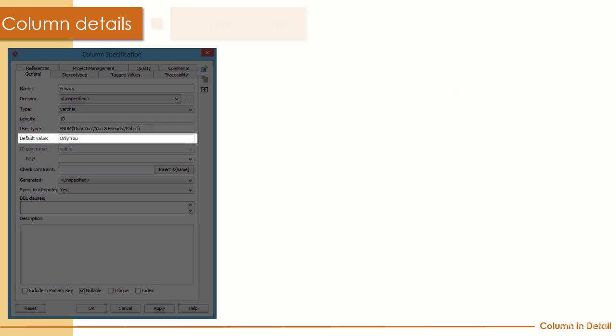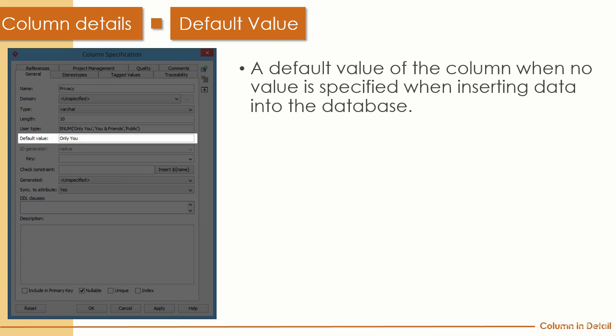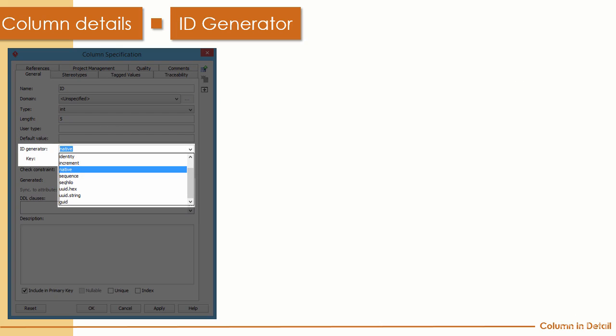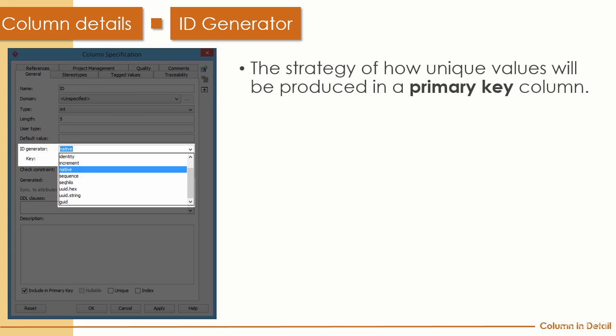Under the user type, you will see the default value. The default value is for when you insert data into the database, into this column, and you don't specify the value, then we will set it automatically for you. And then the ID generation. The ID generation property is for you to select which strategy you want to use to produce the primary key column.